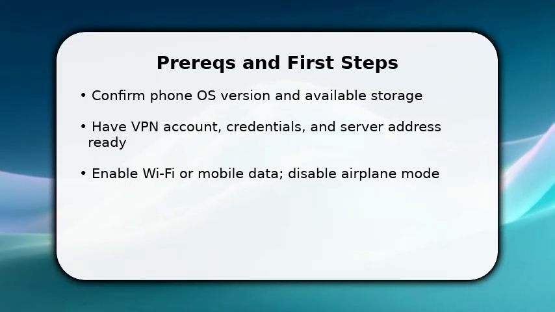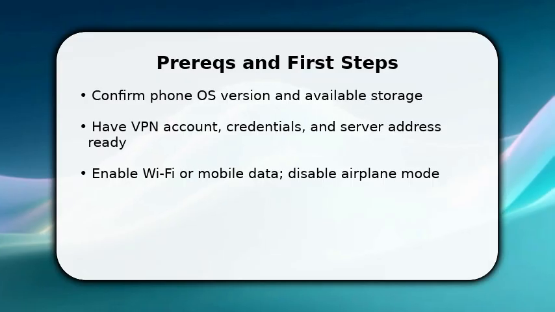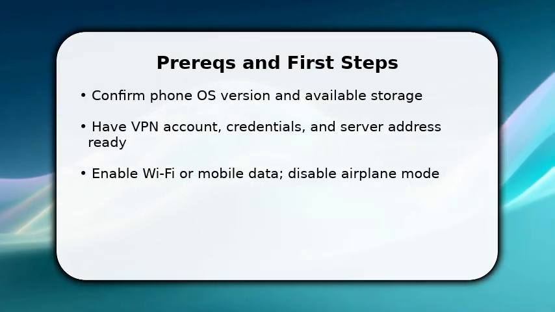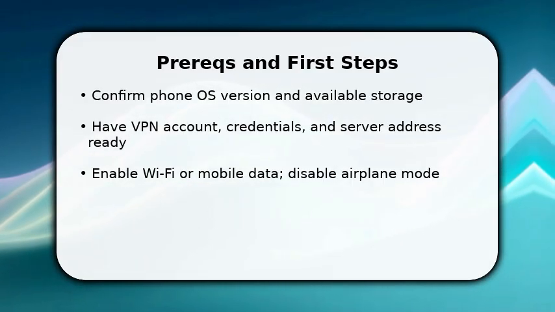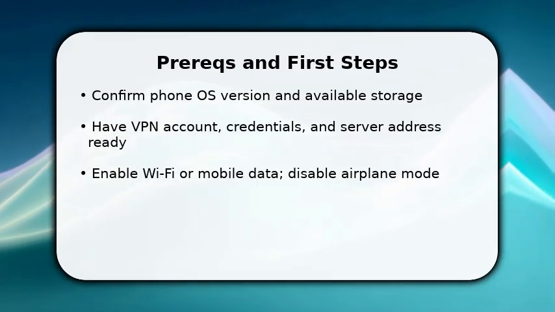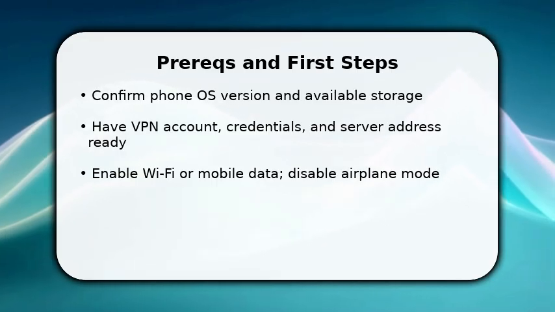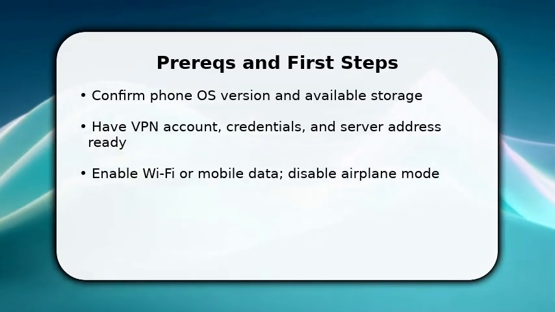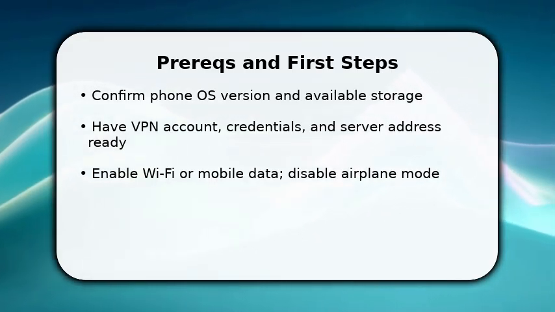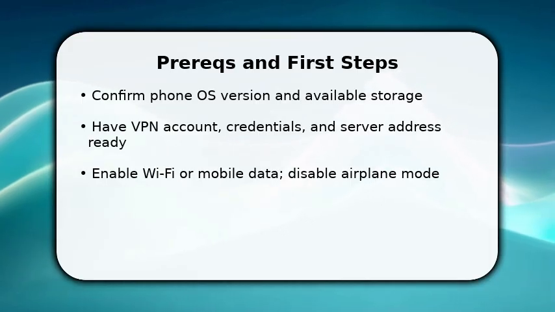You start by confirming prerequisites. Check your phone model, OS version, and free storage so installations succeed. Next, sign into the VPN provider web dashboard and copy your username, password, and server address. Once done, open Wi-Fi or mobile data and disable airplane mode so the connection can be tested.